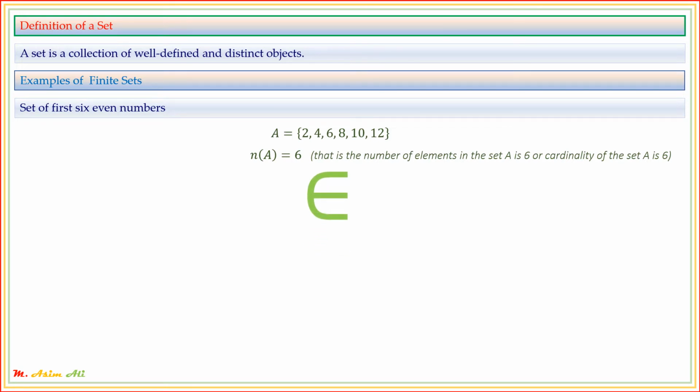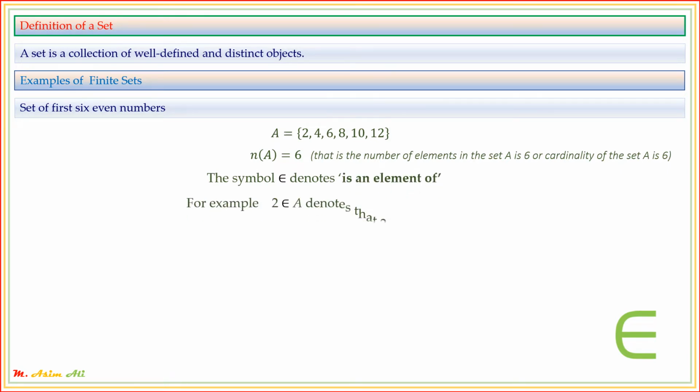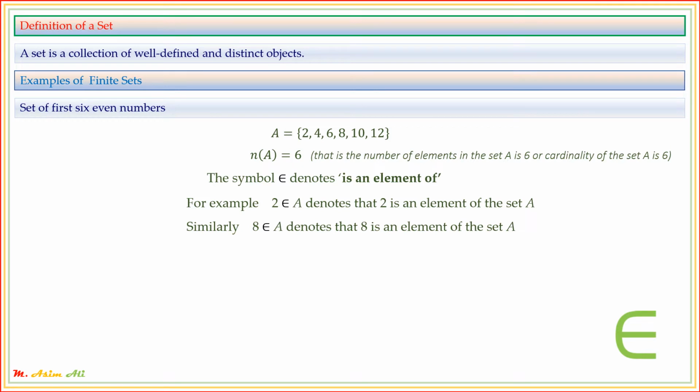This E-type symbol, which is actually a Greek letter epsilon, is used to denote whether an element or object belongs to a set. So we read it as "is an element of." The symbol epsilon denotes "is an element of." So for example, if you write 2 ∈ A, we will read it as 2 is an element of the set A. So in normal practice, we read it as 2 is an element of set A. Similarly, since 8 is also in the set A, 8 is an element of set A, right?